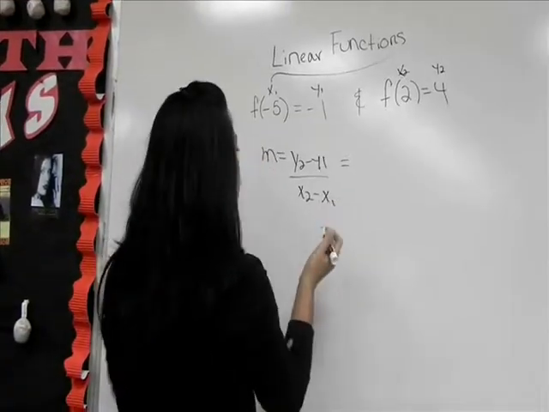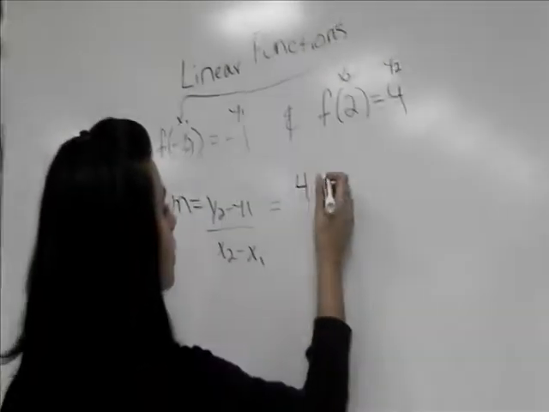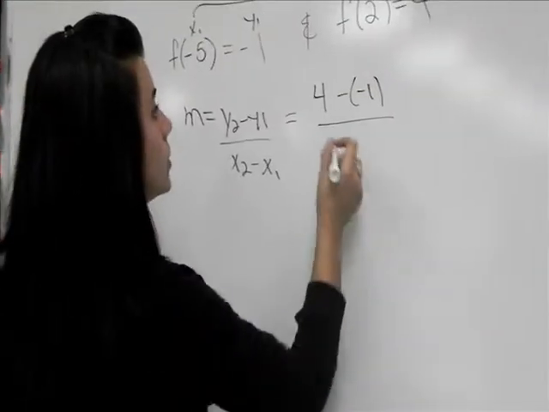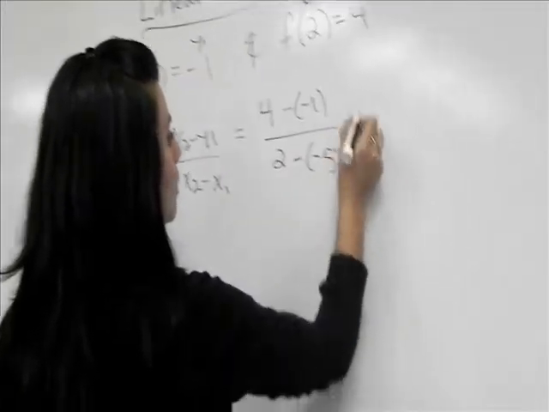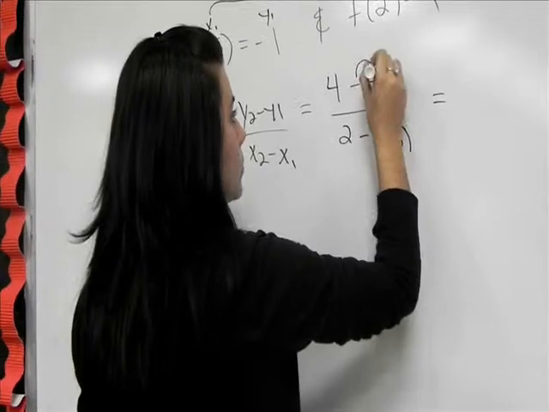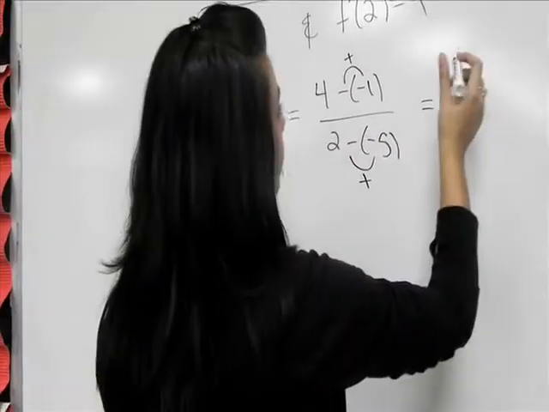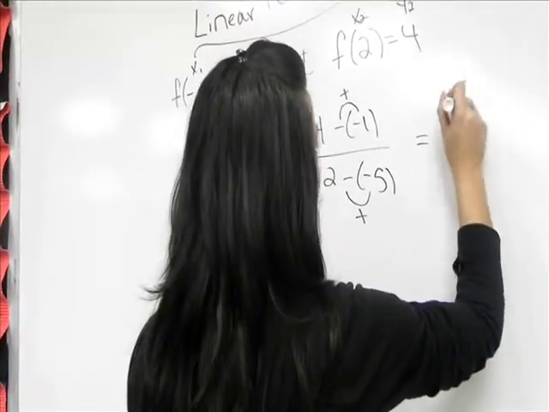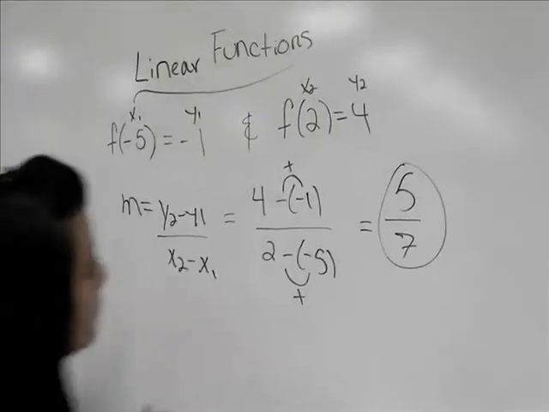So then you plug in the numbers, which is 4 minus negative 1 over 2 minus negative 5. When you multiply these two negatives, it's a positive, so two negatives are a positive. So your answer would be 5 over 7. That's your slope.